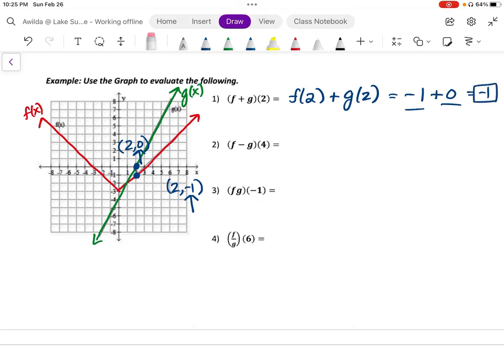Now, let me erase here a little bit. Oh, I erased too much, but that's okay. I can always add it back. Let me go back and retrace the two functions.